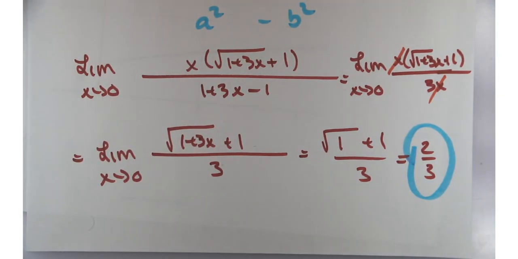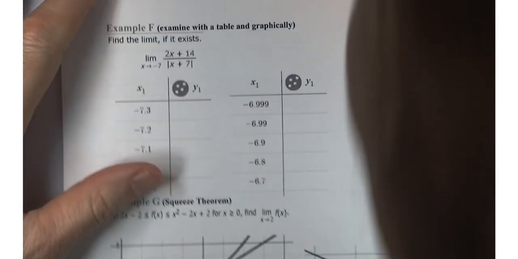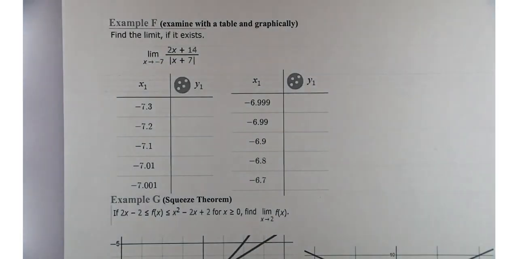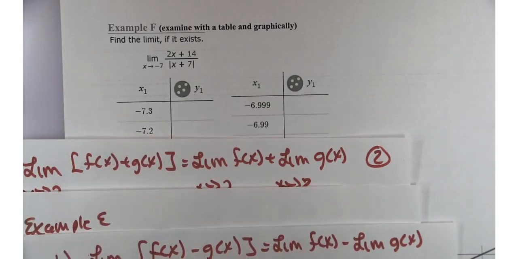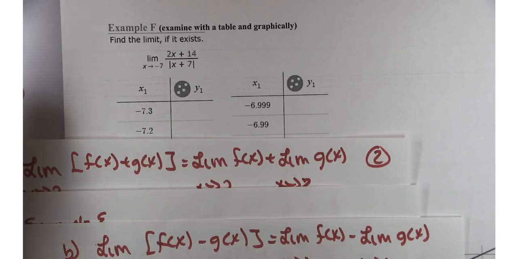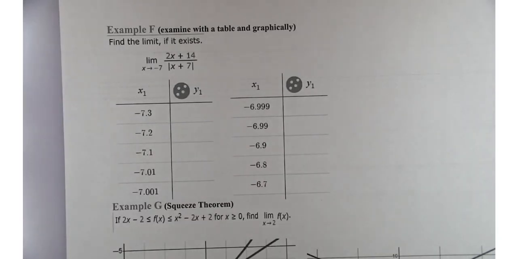Okay. Let's look at example F. Now, example F is going to require you to be a little bit thoughtful on your calculator. We're going to do this one with a table and or graphically. So it's going to require us to put in this function 2x plus 14 over the absolute value of x plus 7. Does anyone know where to find the absolute value on your graphing calculator? Yeah, it's in the math menu. And I think you cursor to the right to get to numbers, and it should be like the first or second option. Yeah. But I'll get there in a second. Let's see, 2.